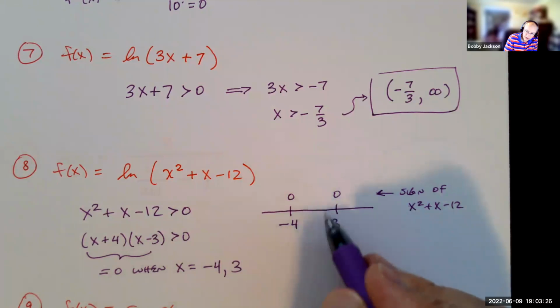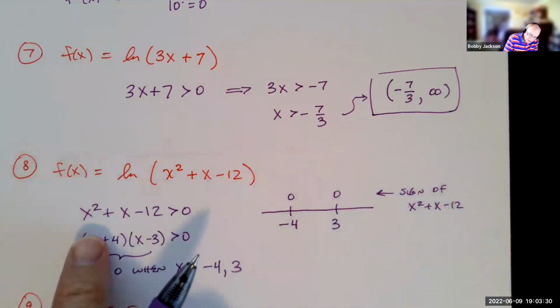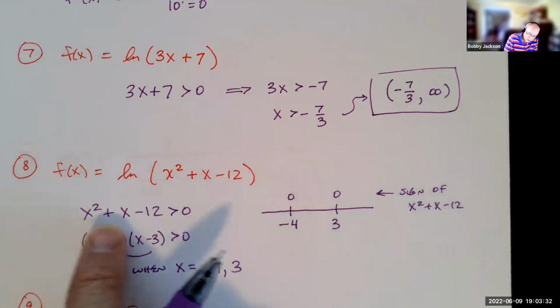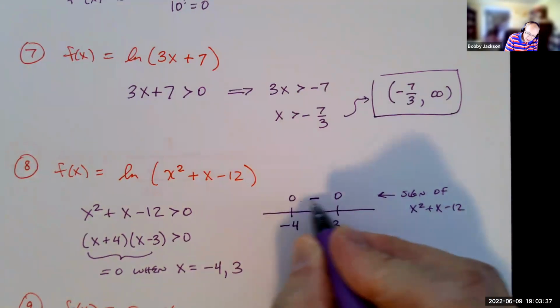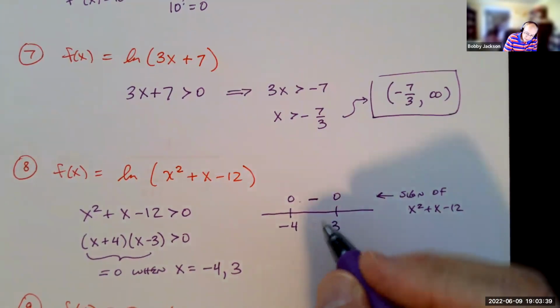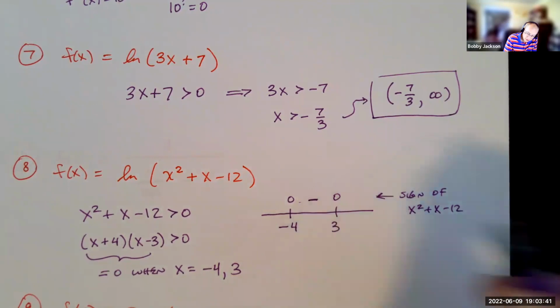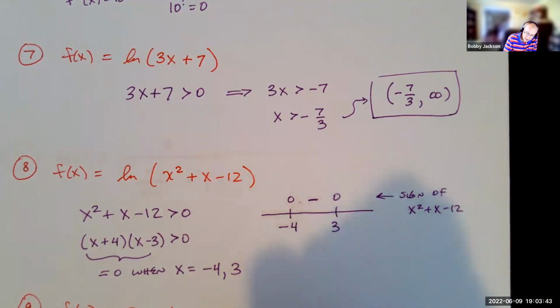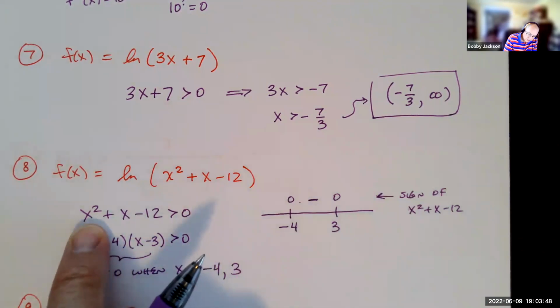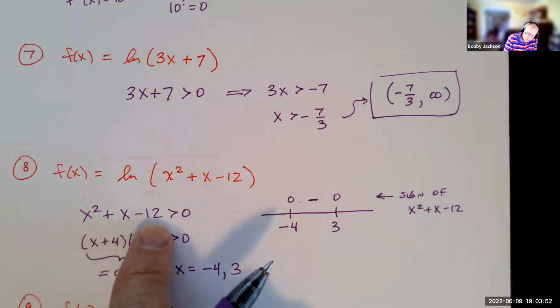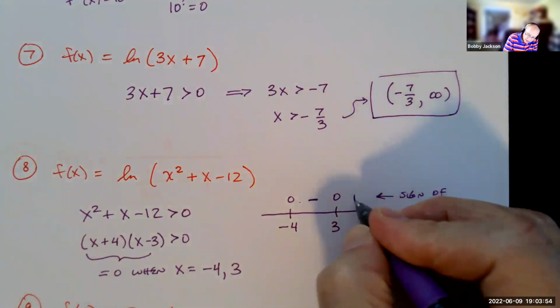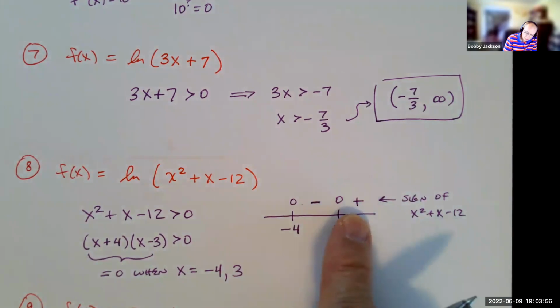So I plug in a value of x between negative 4 and 3, like 0, right? If I plug in 0 into here, what do I get? 0 squared plus 0 minus 12, I get negative 12. It's negative. So I just put a negative in between here to indicate that. So I'm checking the value of 0 here, any number in between negative 4 and 3. Pick a number bigger than 3, like 4. If I plug in 4, I get 4 squared is 16, plus 4 is 20. 20 minus 12 is positive 8. So I get a positive here. So anything greater than 3, the output will be positive.